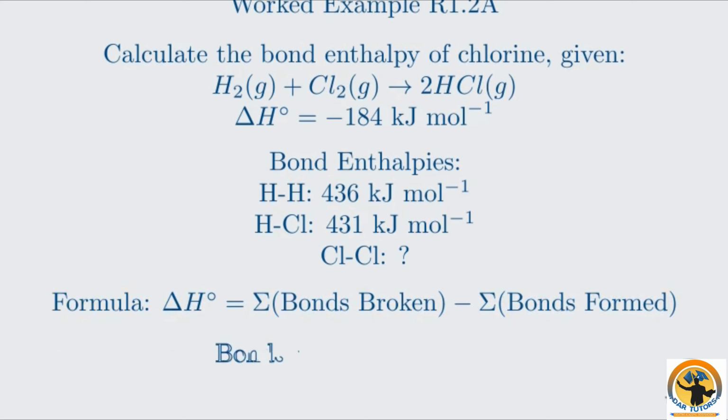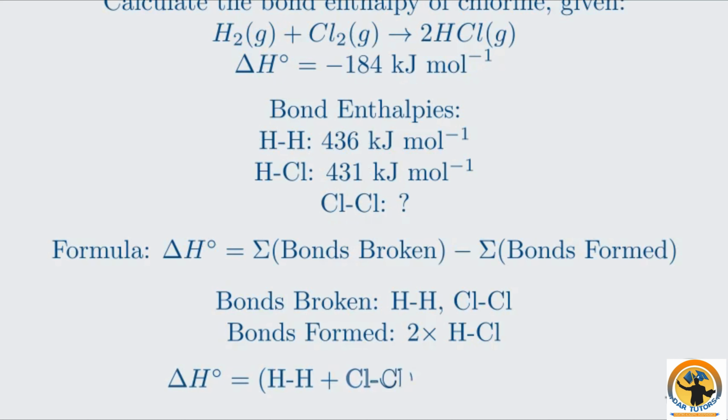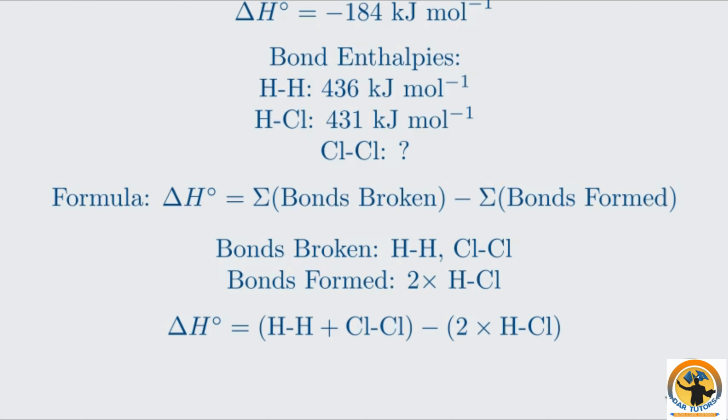First, let's list the bonds broken and formed. On the reactant side, we break 1 H-H bond and 1 Cl-Cl bond. On the product side, we form 2 H-Cl bonds. Now, we substitute the known values into the formula. The enthalpy change is -184. The bonds broken contribute 436, plus the unknown Cl-Cl bond enthalpy. The bonds formed contribute 2 times 431.